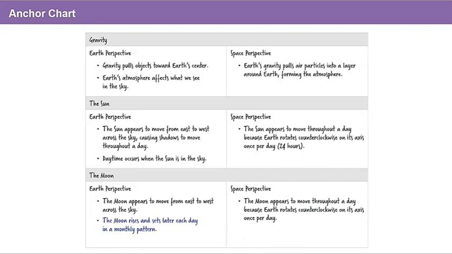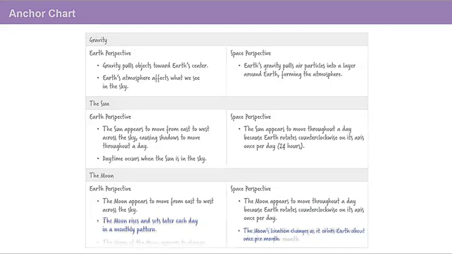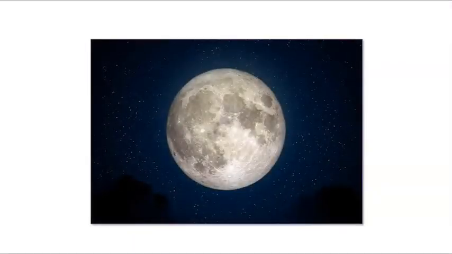What can we add to the space perspective section? Oh yes, let's write, the moon's location changes as it orbits Earth about once per month. Great updates! Your task at the end of this lesson will be to update the anchor model and anchor chart. But I'm still curious about why we can see the moon in the sky at night, aren't you? Before we can answer that question, let's review what we know about light and sight.